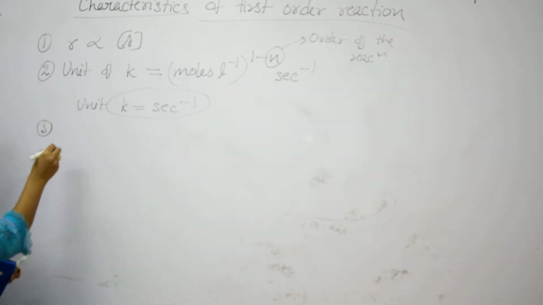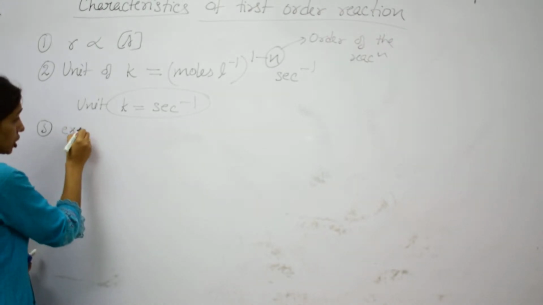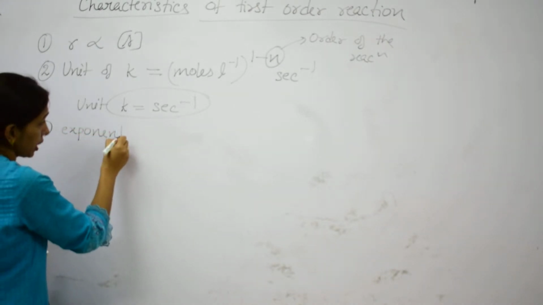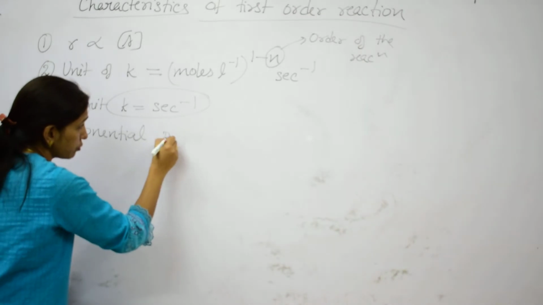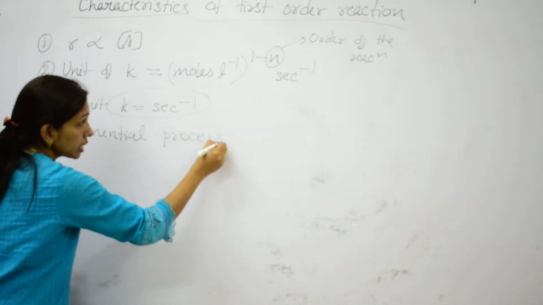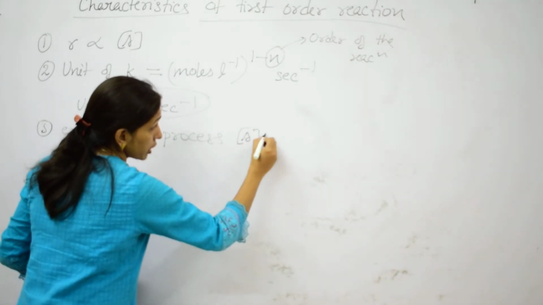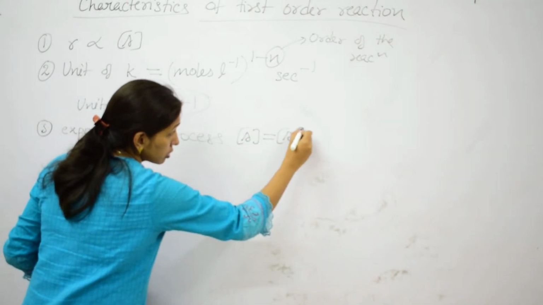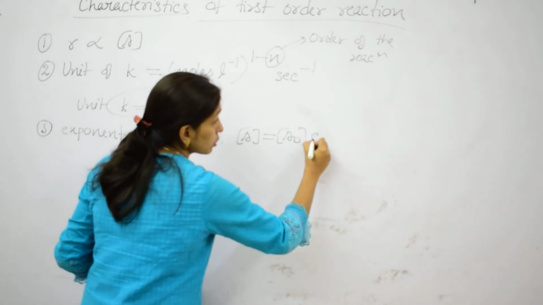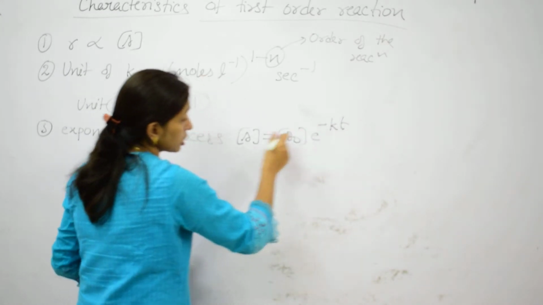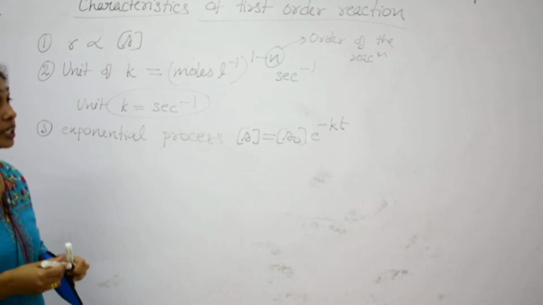The concentration of reactant decreases exponentially with time, that we have already seen, that first order kinetics is an exponential process. Concentration of A is equal to A naught e to the power minus kt. Concentration decreases exponentially with time.